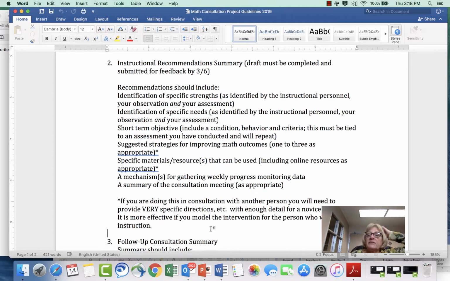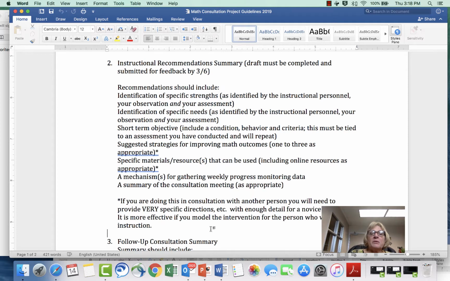You're going to provide specific materials and resources that can be used to address the needs that you've identified. And please make sure, if you are doing this in consultation with another person and they're going to actually be implementing the intervention, you need to be very, very specific and provide enough detail that a novice person would know what you intend. So it's very helpful if you can provide a model. You certainly need to provide either links to materials or actual materials that the person's going to use. You explain how they're going to go about doing that.